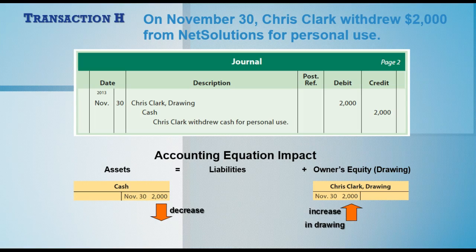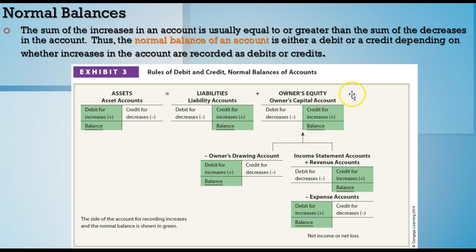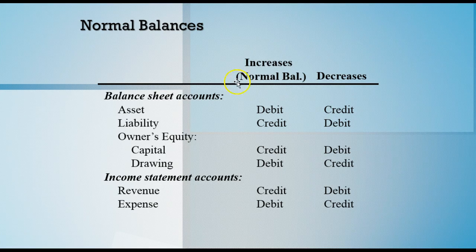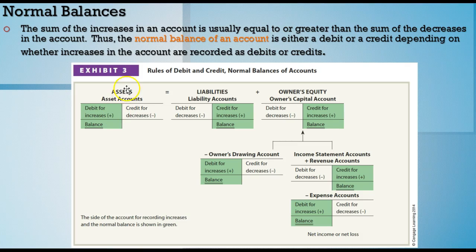So as you go along, there are two main things you're going to have to remember. One is the rules of debit and credit and the normal balances. And these are two, and then here's just the normal balances. You have to remember things have got to stay in balance with this accounting equation. So I hope this has helped.